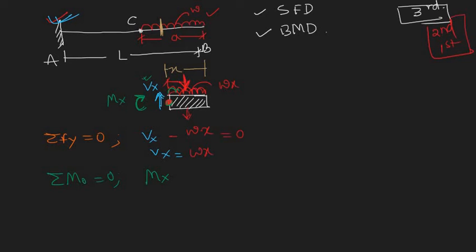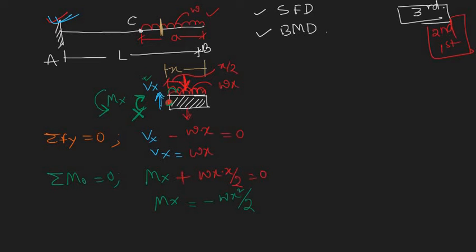So here this is plus wx times the distance, and the distance is x by 2. So wx times x by 2, this equals 0, and it will give us Mx as minus wx square by 2. That means our assumption here is wrong, and the moment is actually acting like this instead of this one.